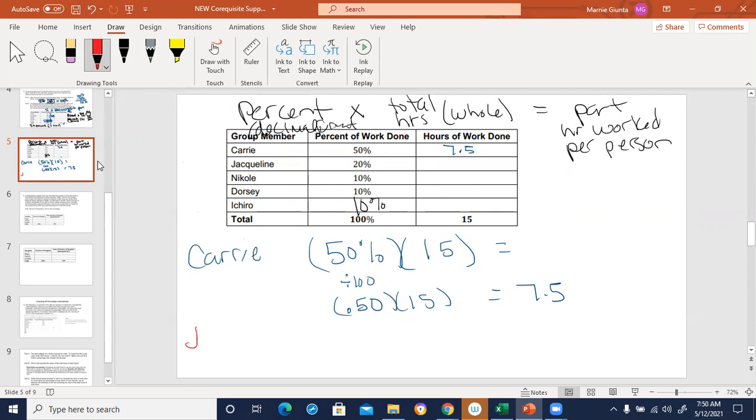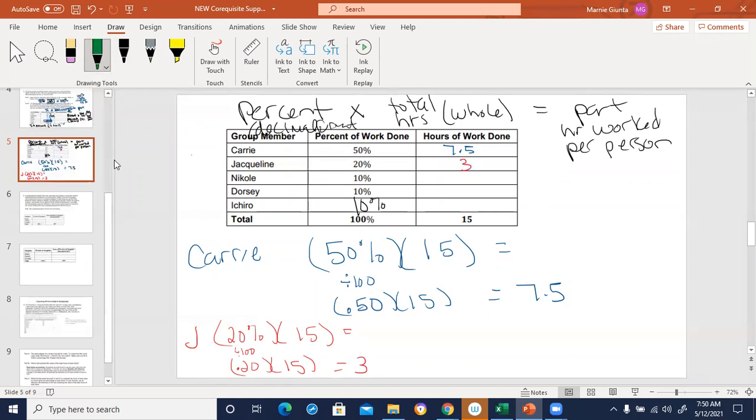So Jacqueline, you have 20% times 15. That's going to equal some total number. And remember, change this percent to a decimal. How do you do that? You divide by 100. So you get 0.20 times 15, and you get 3. So you want to fill in 3 here.